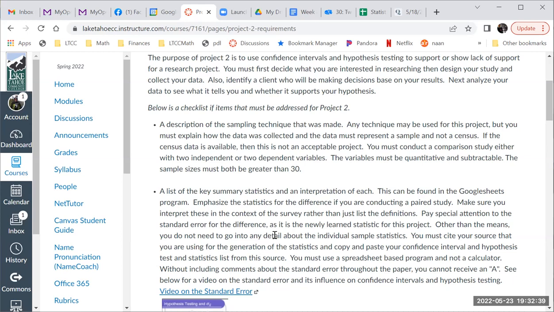Okay, so make sure you revisit the type 1 and type 2 errors. And again, talk with your client about what your client might do with it. Is that clear? Okay. You can either do dependent sample or independent sample. Make sure you talk about which one you're going to do. Okay. You can't do proportions.